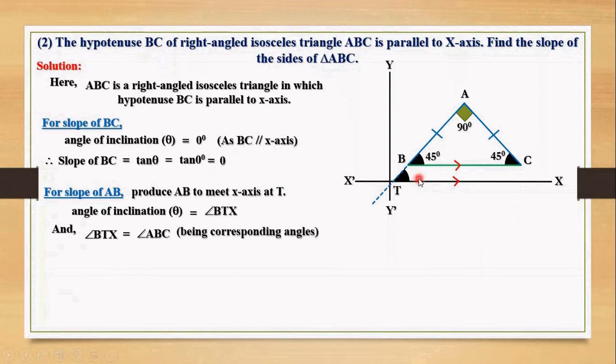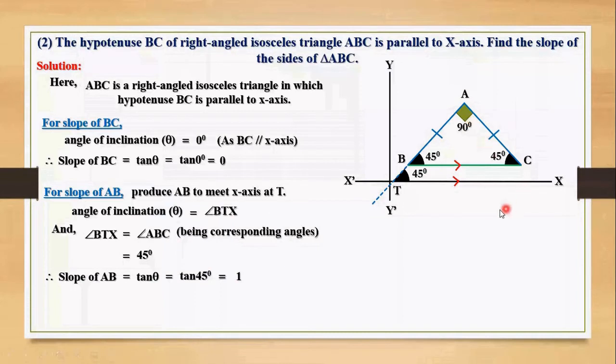So here we can write 45 degree. So we get the inclination of AB as 45 degree. Now let's calculate the slope. Slope of AB is given by tan theta. Theta value is 45 degree. So let's substitute it. We have tan 45 degree, which is equal to 1.